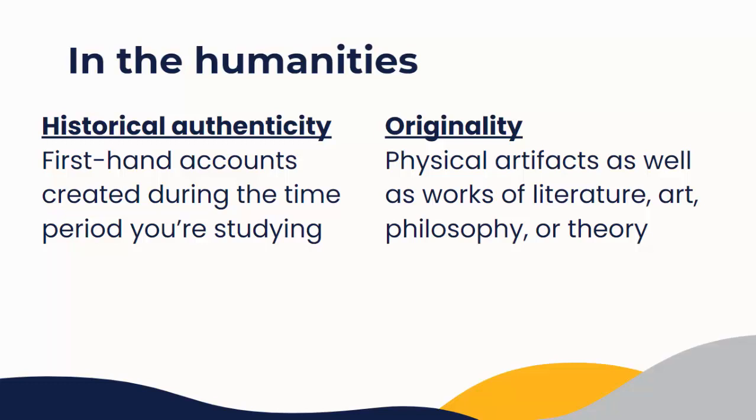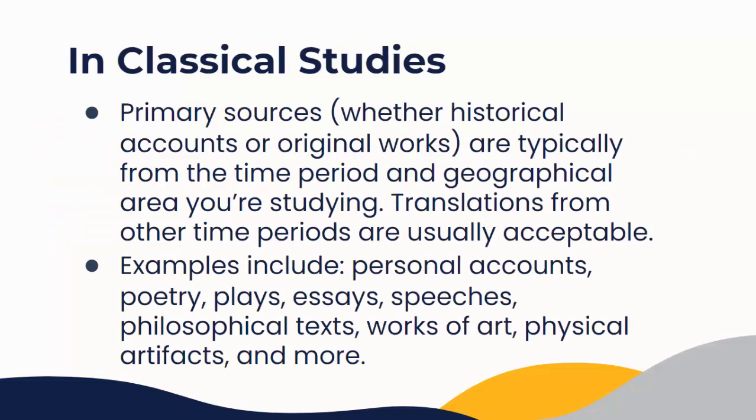One, historical authenticity. So these are first-hand accounts that were created during the time period that we're studying. The other is originality, which applies to things like physical artifacts as well as works of art and literature. In classical studies, we're often looking for both. So our primary sources, whether they're historical accounts or original works, are typically going to be from the time period we're studying as well as the geographical area that we're studying.